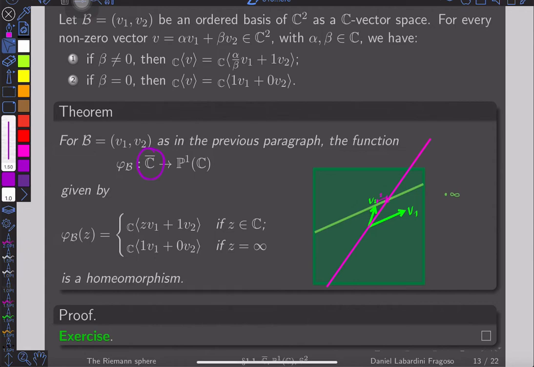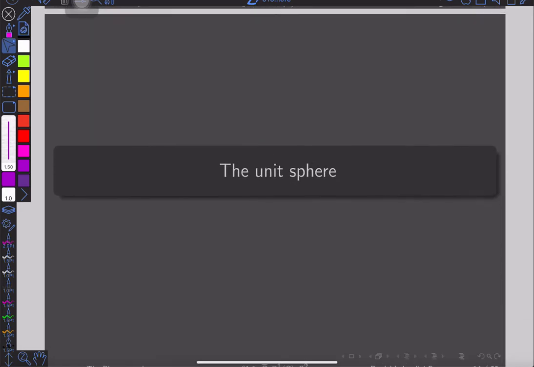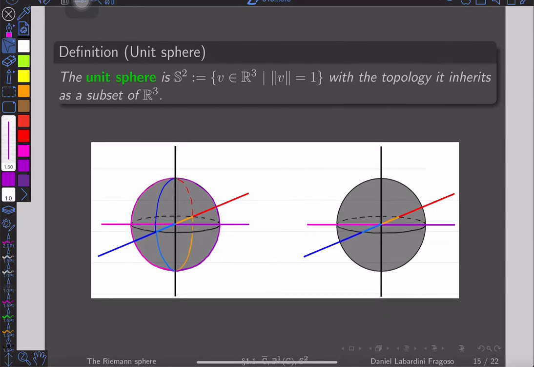And that relation can be obtained by placing a copy of C at height 1 and intersecting the one-dimensional subspaces with that copy of C. So that's another model of the Riemann sphere, and let's say a little bit about the most concrete one: just the unit sphere sitting in R3. So the points in three-dimensional Euclidean space at distance 1 from the origin.